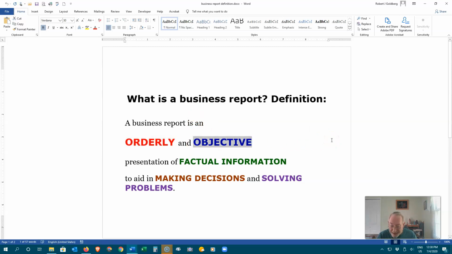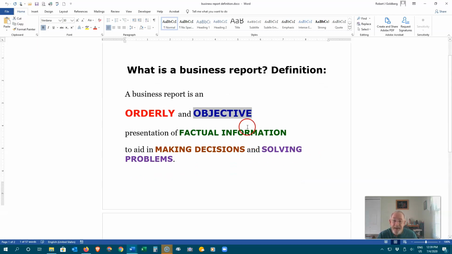What does objective mean? Well, it is the opposite of subjective. Objective means it is unbiased. This is where using and citing factual information is important. But it is more than just the content. Objectivity is also about tone.